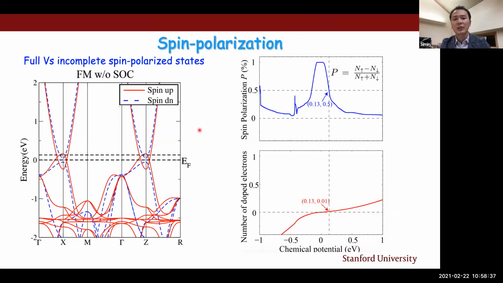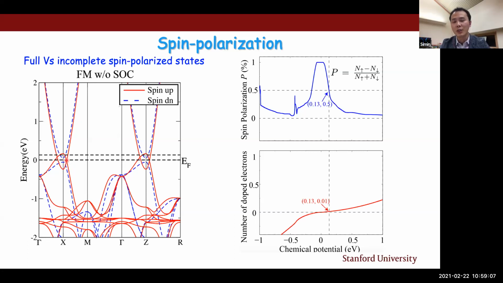With the consideration of the ferromagnetic order, we calculate the band structure of this material. The red bands represent the spin-up states. The blue bands represent the spin-down states. It is clear that the spin polarization at the Fermi level is 100%. So we can only find the spin-up states at the Fermi level.